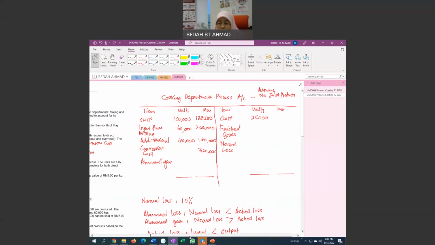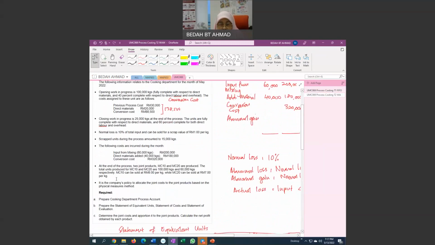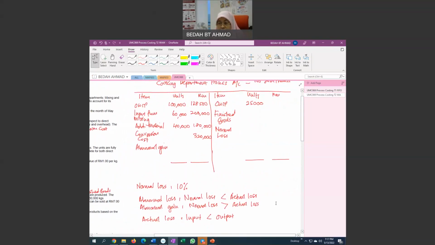For the units of the finished goods, the next point mentioned here is that at the end of the process, two joint products, MC10 and MC20, are produced. This is considered the finished goods. Since we are not doing joint and byproduct now, I treat MC10 and MC20 as the total finished goods produced, which is 160,000. Later, when we are doing joint and byproduct, then I will separate it.